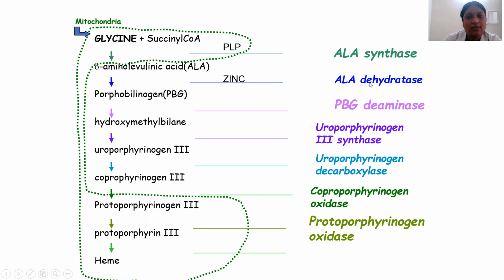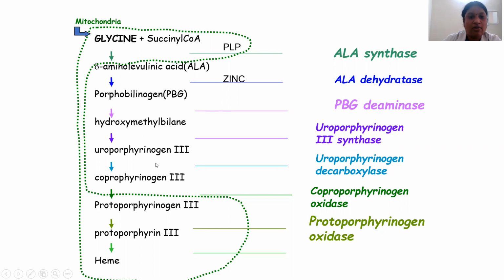With the help of the enzyme ALA dehydratase, it will undergo a dehydration reaction to form porphobilinogen. It is a metalloenzyme and it requires zinc for its action. This porphobilinogen will get converted into hydroxymethylbilane with the help of the enzyme porphobilinogen deaminase, and this hydroxymethylbilane to uroporphyrinogen 3 with the help of the enzyme uroporphyrinogen 3 synthase.